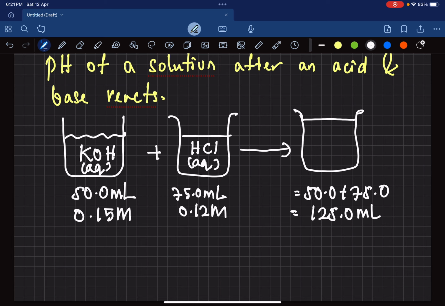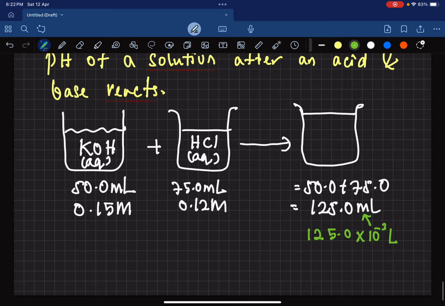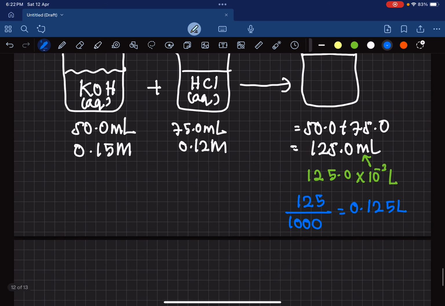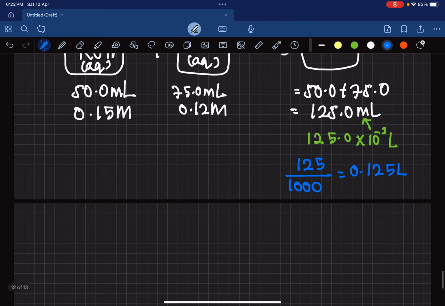Now I just want to let you know, when you see this m, this m is actually times 10 to the power of -3 liters. So this is actually 125.0 times 10 to the power of -3 liters. It is the same as taking 125 divided by 1,000 to convert to liters, and you get 0.125 liters, correct or not? So 0.125 liters is the same as 125 times 10 to the power of -3 liters. It's the same thing. Anyhow, let's get back to this.